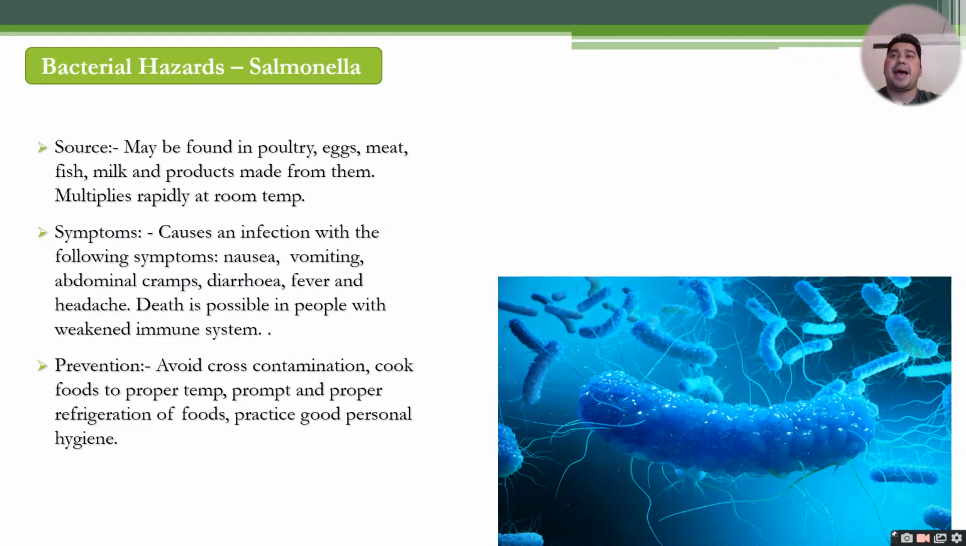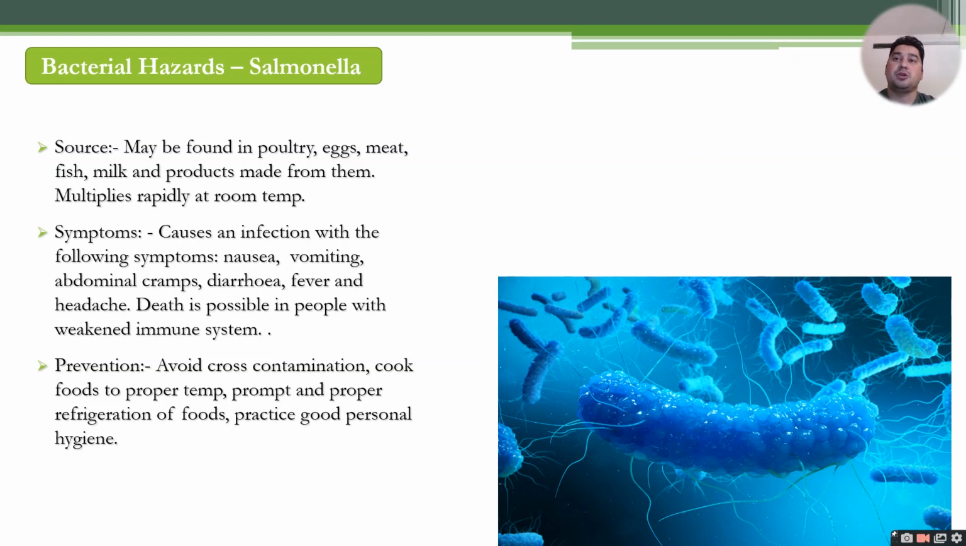Second, we have the bacterial hazard Salmonella. Salmonella is one of the most common bacteria involved in food poisoning around the world. So whenever you are dealing with any food, you have to be very, very careful. What are the sources of Salmonella? It may be found in poultry, eggs, meat, fish, milk, and products made from them, and it multiplies rapidly at room temperature. So you should not keep your food product at room temperature.